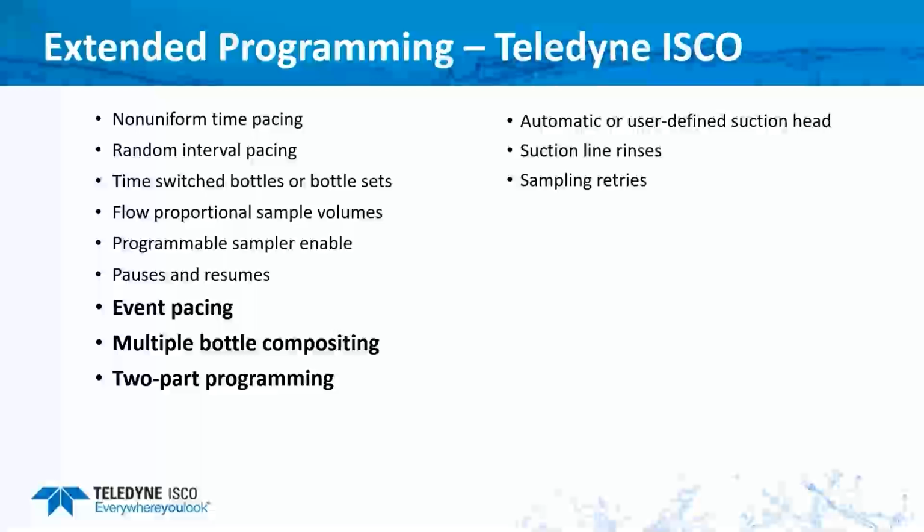We can also program retries. So in the event that something were to happen, some material gets drawn into the line that momentarily restricts or blocks the intake of water, it'll do a purge and then retry to collect that sample a second time so we don't miss any sample events. And again, those three particular bullet points are the primary programming options that would be utilized for this application need.